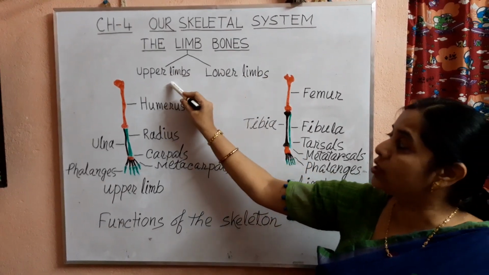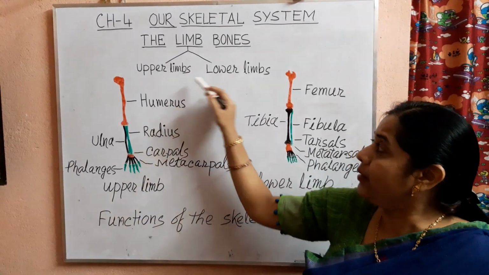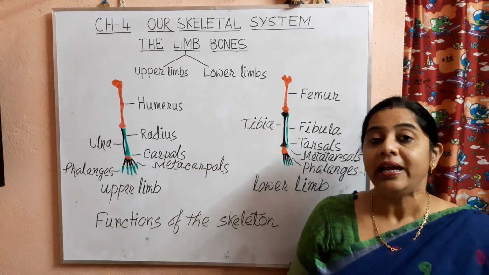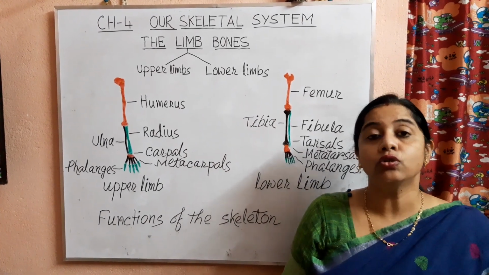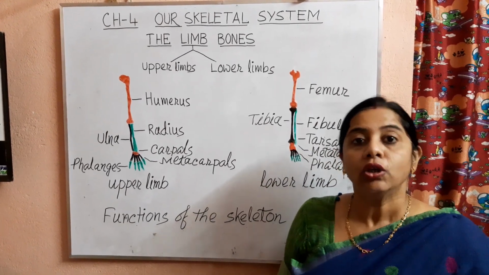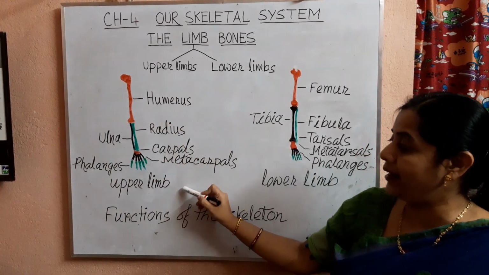There are two pairs of limb bones present in our body, the upper limbs and the lower limbs. These two pairs of limbs help the human body to do different works and to move here and there. So, let us first see the diagram of the upper limb.